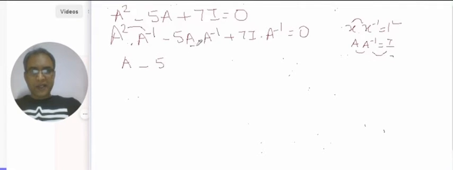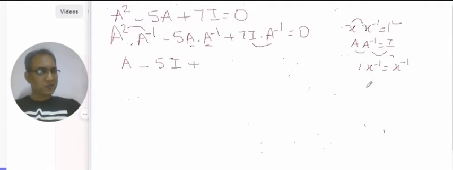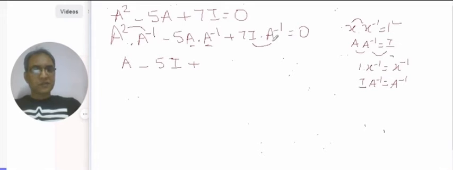So here A into A inverse will be the identity matrix I, plus. Now this I into A inverse: I just told you that I is treated as you treat 1 in simple mathematics. So if in simple mathematics you multiply 1 into x inverse, that will be x inverse only. Similarly, I into A inverse in case of matrices will be A inverse only. So this is 7 into A inverse equal to 0.